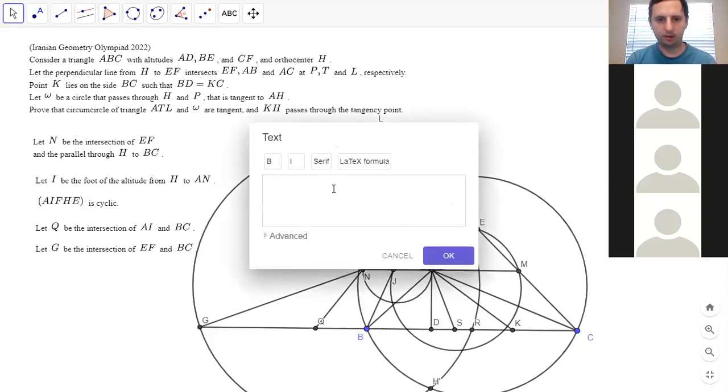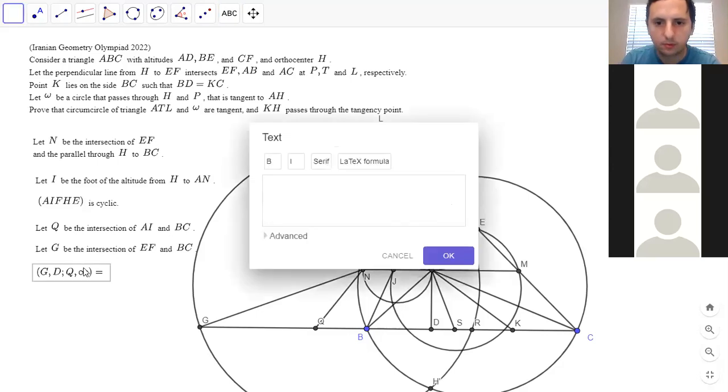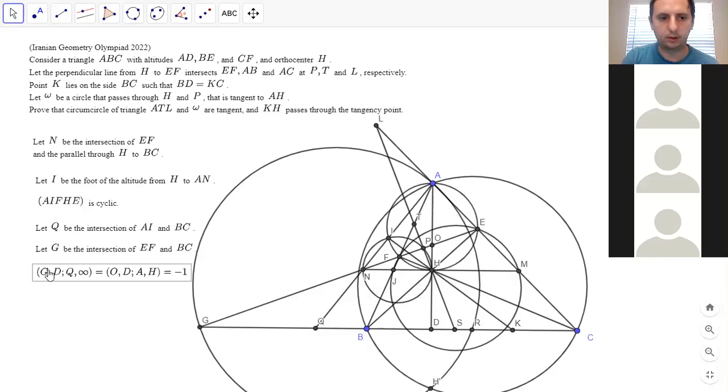We have the cross ratio G, D, Q, infinity is equal to O, D, A, H. It's a harmonic conjugation. So Q is the midpoint of GD.